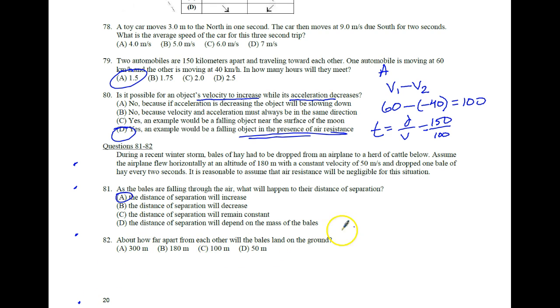For number 82, they want to know how far apart from each other the bales land. Here, the bales will travel at the speed of the plane, and gravity won't affect their horizontal motion. So when they land, we know that D is equal to V times T. That's going to be equal to 50 meters per second times the time. They're dropped 2 seconds apart, so that's going to be 2 seconds here. The seconds will cross off, and that means that they're 100 meters apart, and that's what you'll see. And so those are the solutions for number 52 all the way through number 82.